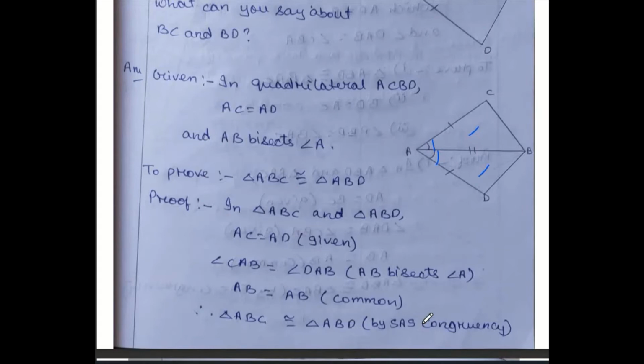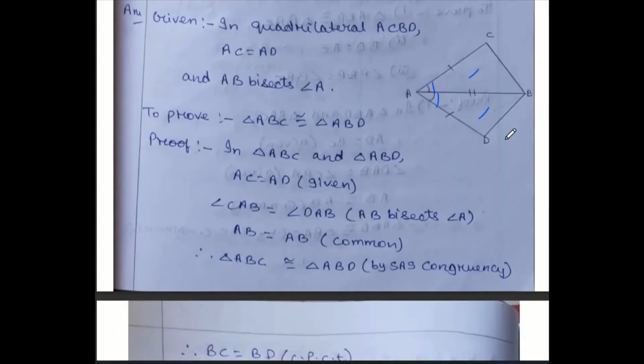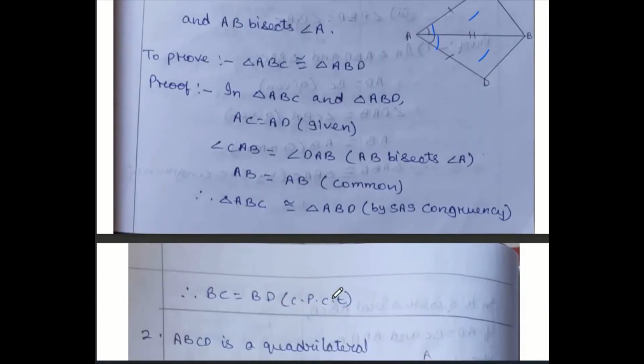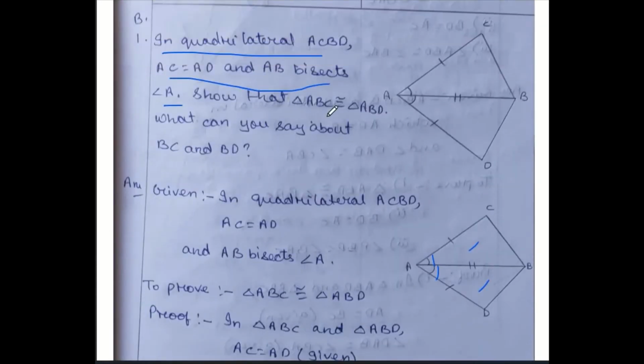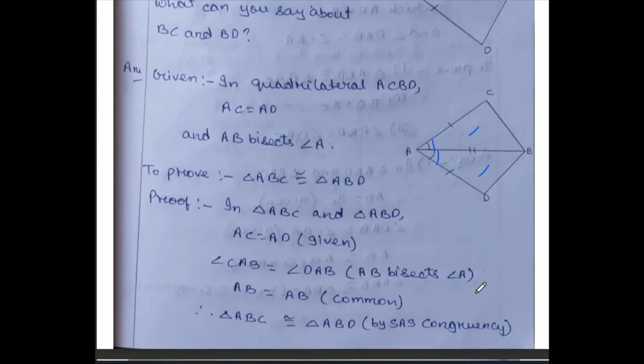Now if two triangles are congruent, then you know that BC and BD are both equal. So finally we can write BC is equal to BD by CPCT. Because in the question they asked, after proving congruency, what can you say about BC and BD? So we can say BC and BD are equal because both the triangles are congruent under side angle side congruency. So after proving this congruency, you can write BC is equal to BD, inside the bracket CPCT. That's your question number B, number 1.